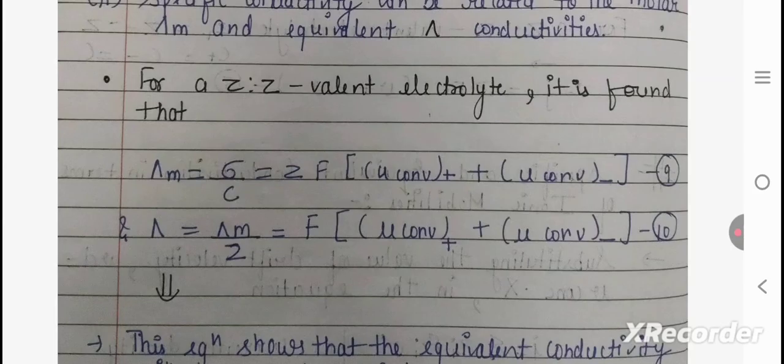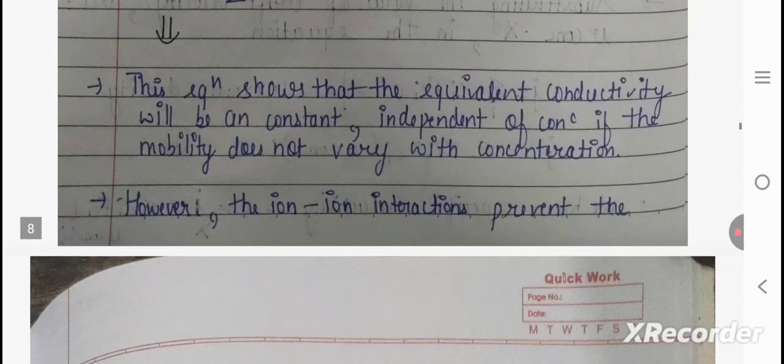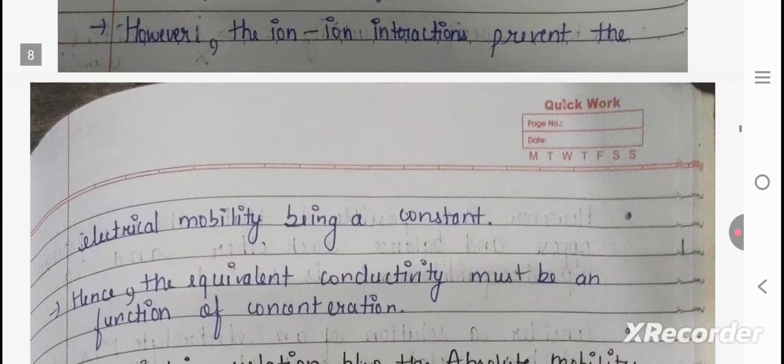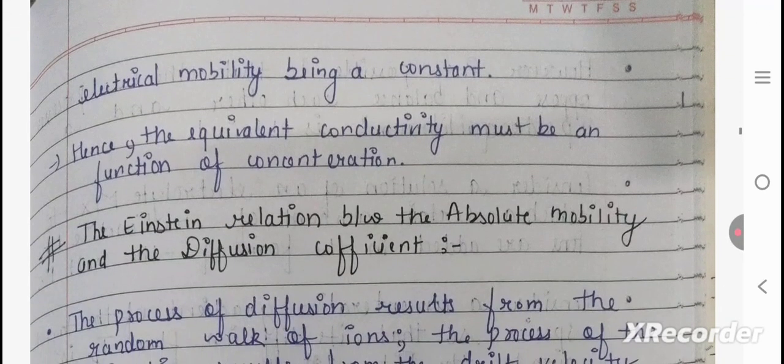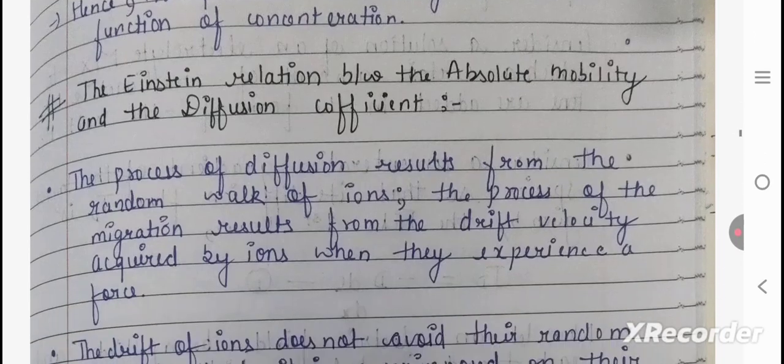equation number 9, and equivalent conductivity is equal to molar conductivity by Z, which is equal to F bracket U conventional plus plus U conventional minus, which is equation number 10. This equation shows that the equivalent conductivity will be a constant independent of concentration if the mobility does not vary with concentration. However, the ion-ion interactions prevent the electrical mobility from being a constant. Hence, the equivalent conductivity must be a function of concentration.